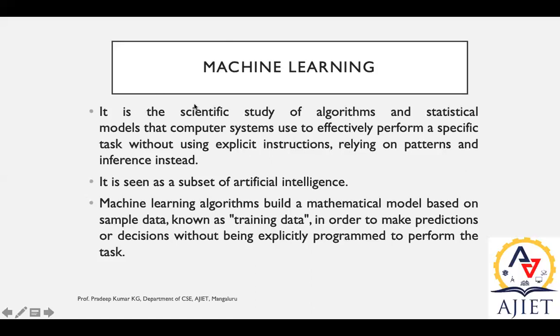So relying on the sensor data that we already have, using the number of algorithms and available statistical models, we can process and visualize those sensor data. So that is machine learning. It is a subset of artificial intelligence. Machine learning algorithms build a mathematical model based on sample data, known as training data, in order to make predictions or decisions without being explicitly programmed to perform the task.